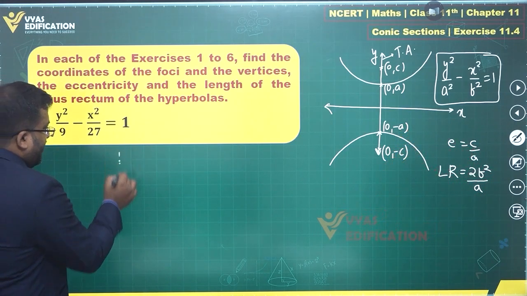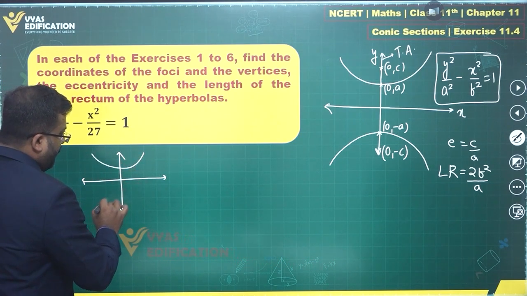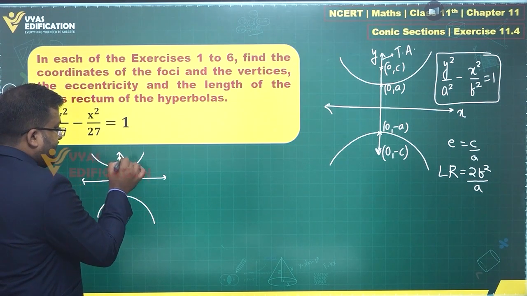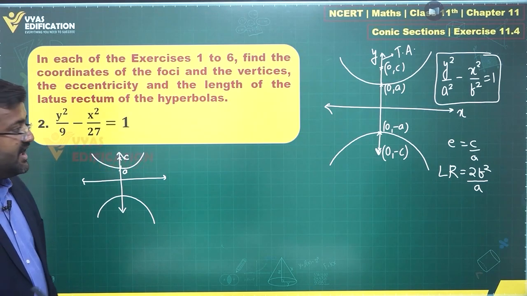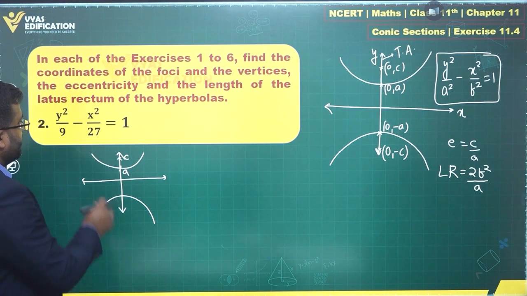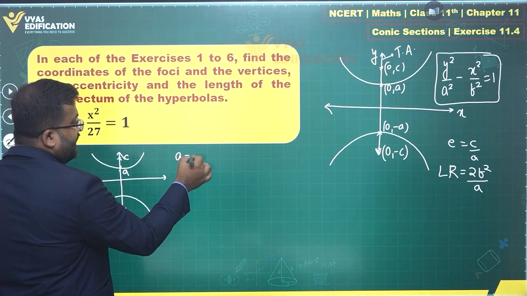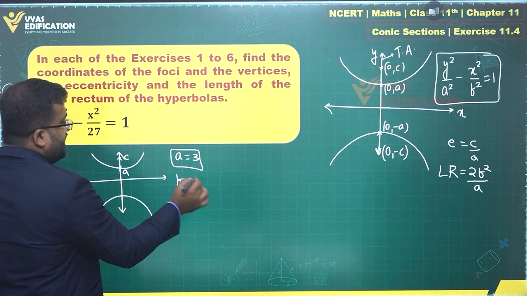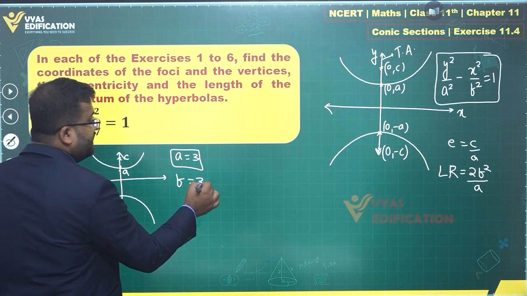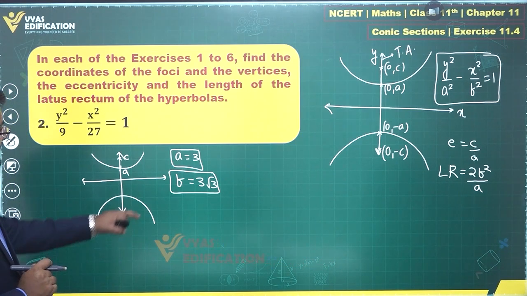We can say, okay, here also we have the transverse axis along the y axis, since the coefficient of y square is positive, right? And this here is a, this here is c. That's what we observe, right? What else? From the equation directly, I can observe that the denominator of y square is a square. So a square equal to 9 implies a equals 3. b square is equal to 27 implies b is equal to under root of 27. Under root of 27 will be 3 root 3. This is the standard form of hyperbola and this is what you have.